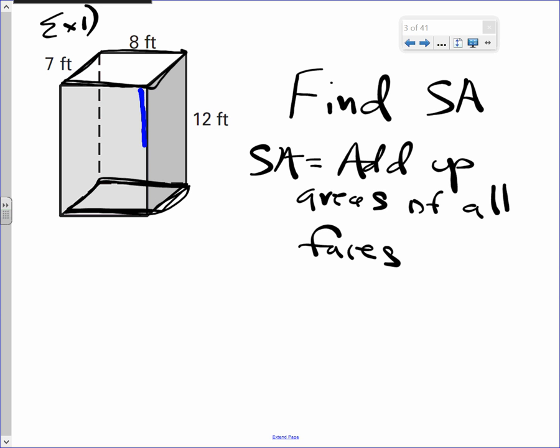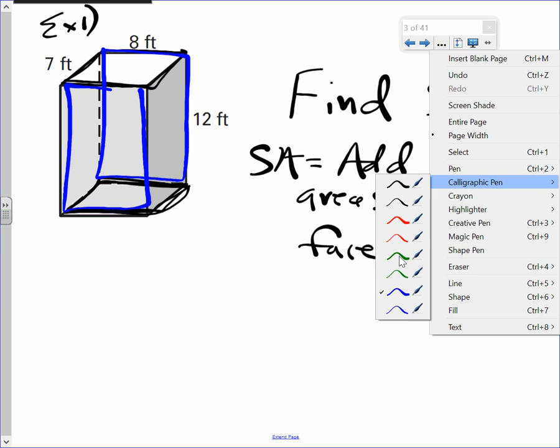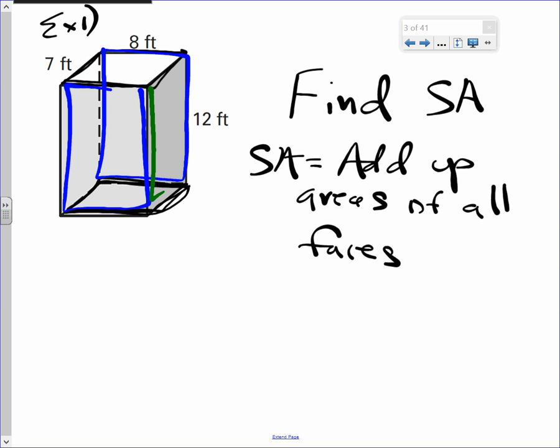Look at front and back. I look at the front and back faces, and they are exactly the same. I'm going to color code mine. And then the left and right are exactly the same. I'll put this one in green. The right rectangle, left rectangle, word business.